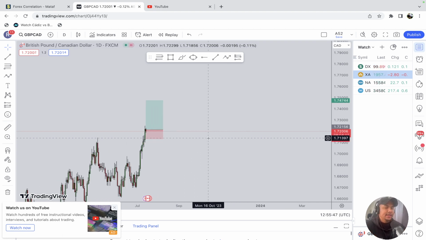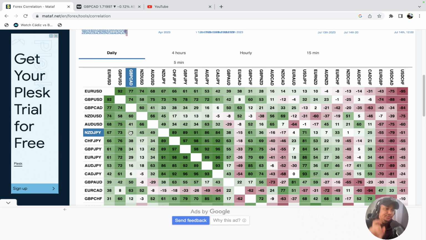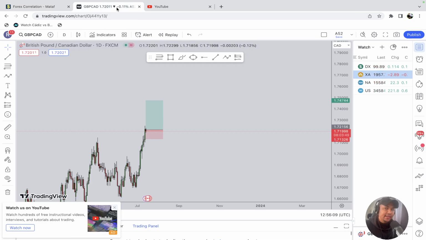Now he sends another signal. He says, okay, buy Euro CAD. Now you come to the correlation map, and you go GBP CAD, and you look for Euro CAD over here, and you look at what the correlation is between GBP CAD and Euro CAD. You see they've got a very high correlation of 63. Now that means it is okay to go into it.